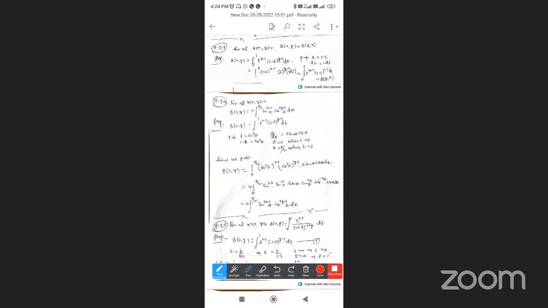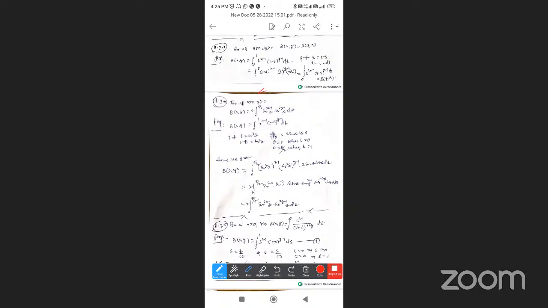Put t is equal to 1 minus s, then dt is equal to minus ds. Okay now, t is equal to 0, lower limit, then s is equal to 1. t is equal to 1, then s is equal to 0. The limits will change. So what happened is 1 to 0, (1 minus s) to the power of x minus 1, s to the power of y minus 1, minus ds.